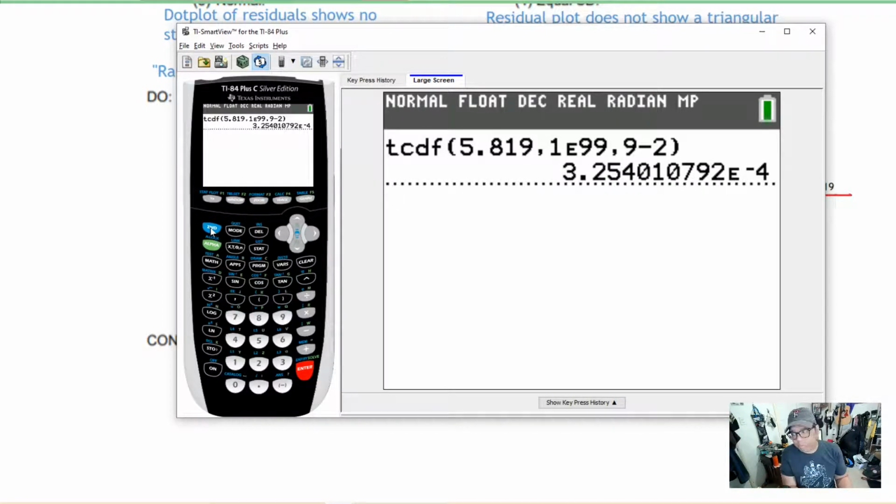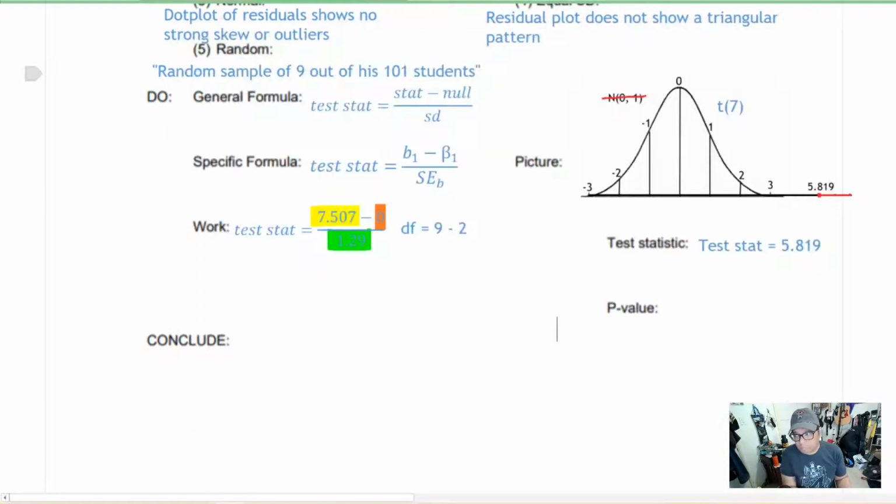All right, we're going to hit enter, and we have 0.0003. Remember that if you're reading this on your calculator and you see this e to the negative 4 here on the far right, that's scientific notation. So this is technically 3.25 times 10 to the negative 4, or 0.000325. We're going to write that down in our work. And then we're ready to go with our conclusion.